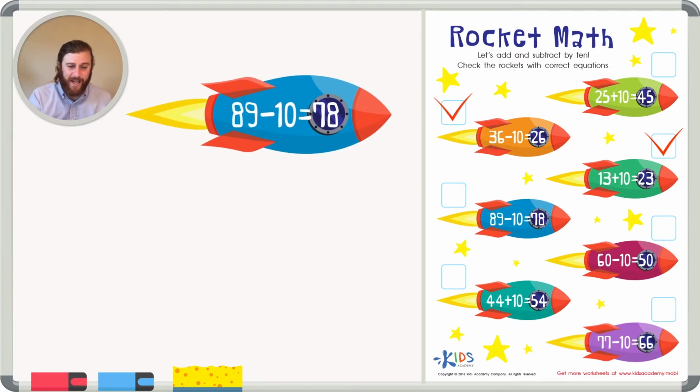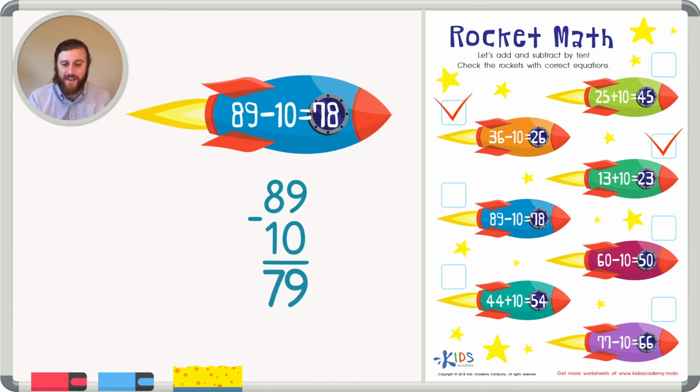The next rocket, the blue rocket, has a number sentence that says 89 minus 10, and it has a difference of 78. I start to notice something. 9 minus 0 is going to be 9 because we're taking nothing away from it. And 8 minus 1 is 7. So we have a difference of 79. Here in our rocket, we have 78. So this is not correct. You could also know this is not correct just by looking at the ones place. When you take away 0 from 9, you know the number is just going to be 9. So when I see an 8 in the ones place in our difference, I start to get suspicious that this answer choice is not correct.